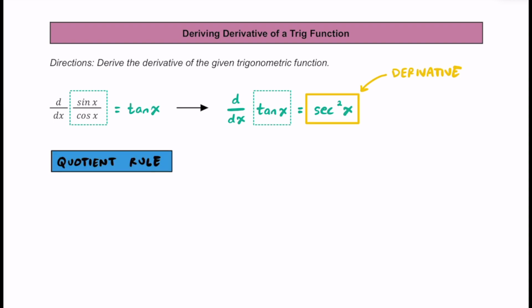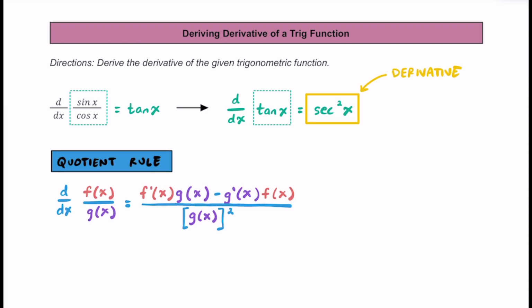The quotient rule states that if you're going to take the derivative of the quotient of two functions like f of x over g of x, you take the derivative of f of x, multiply it by the regular g of x function, take away the derivative of the g of x function multiplied by the original f of x function, and that whole thing is on top of the g of x function squared.